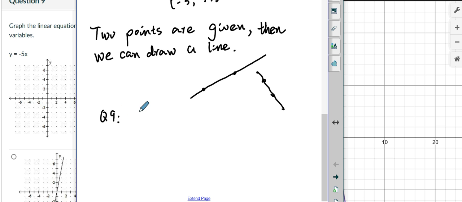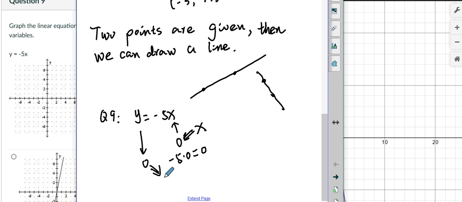So how to find out the 2 points? That's what we did before. We are given y equals -5x. We can choose any 2 points. Let's first input an easy one. X is 0. What do we get? -5 times 0 is 0. So when we choose x is 0, we do have y is 0. So then (0, 0) will be on the line.